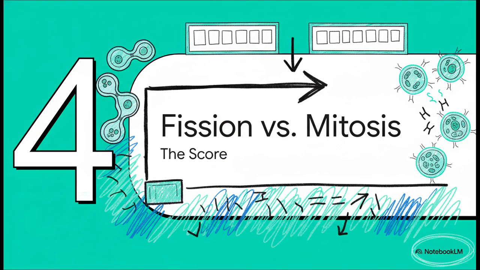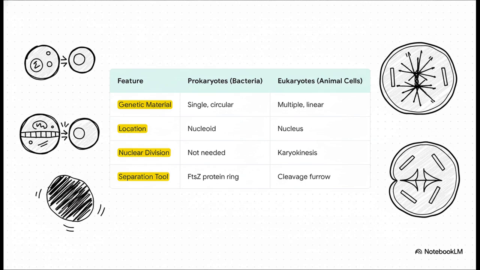Okay, so let's put this all together. Let's do a direct side-by-side comparison, kind of like a scorecard for these two amazing approaches to making new cells. Just look at the contrast here. Prokaryotes, one simple loop of DNA, no nucleus. They can use that FtsZ ring and divide, boom, super fast. But eukaryotes have all these chromosomes tucked away inside a nucleus that requires a whole separate process called karyokinesis, using that complex mitotic spindle just to sort out the DNA before the cell itself can split. The whole thing is slower, yeah, but it's unbelievably precise.